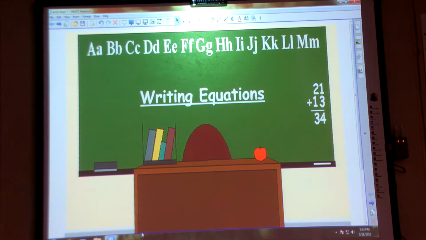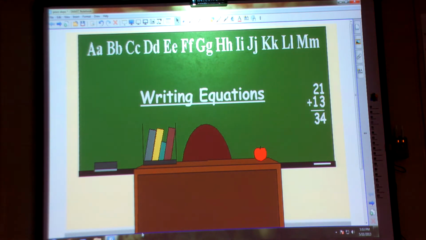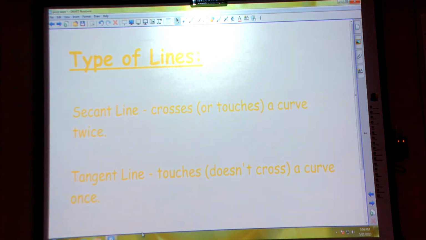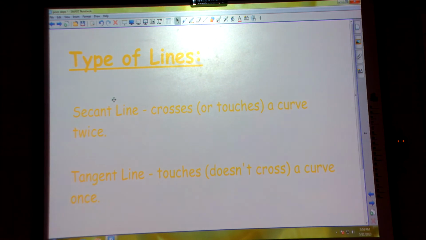Okay, today we're working on writing equations of lines. This should be all review, but I know it's been a while, so we're going to jump right in. Remember the types of lines that we have. Hope you can see that. If not, your notes will show it clearly.